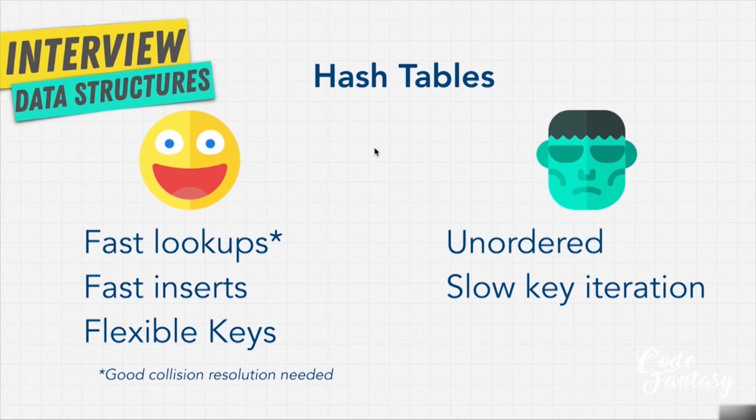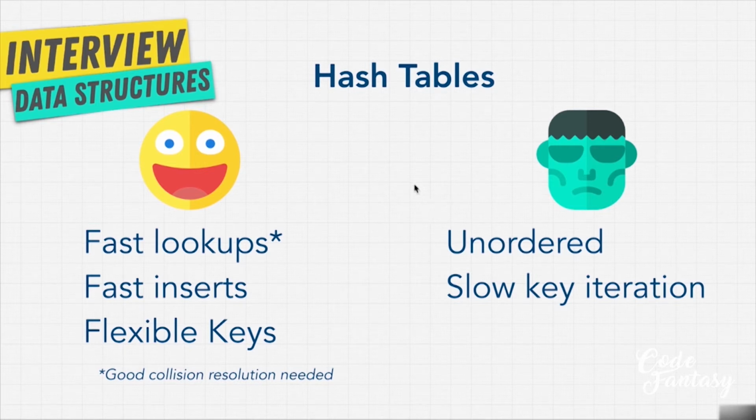In this section, we learned that hash tables have really fast lookups, but remember, we need a good collision resolution. Usually, we don't need to worry about this because our language and computer underneath the hood take care of that for us. It allows us to do fast inserts, and depending on the type of hash tables, such as maps in JavaScript, we can have flexible keys instead of an array that has 0, 1, 2, 3, just numbered indexes. The downside with hash tables is that it is unordered.